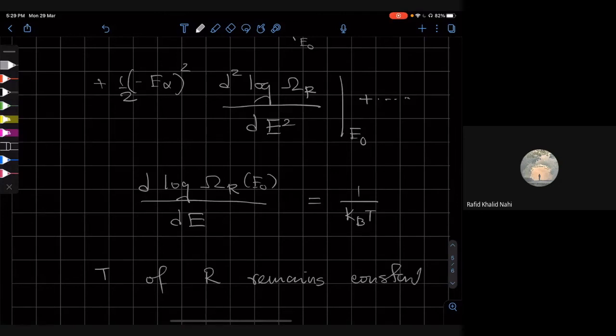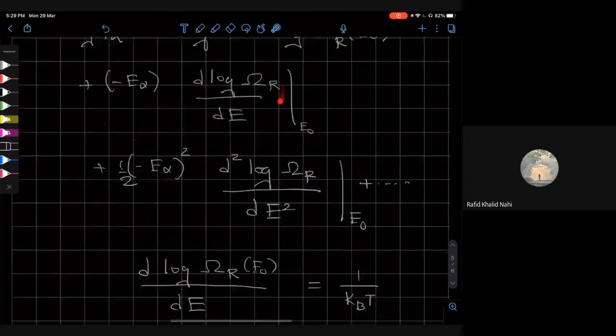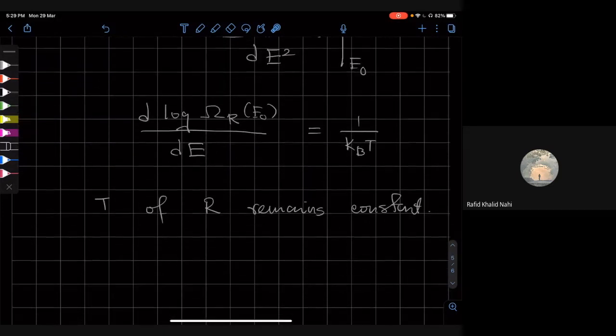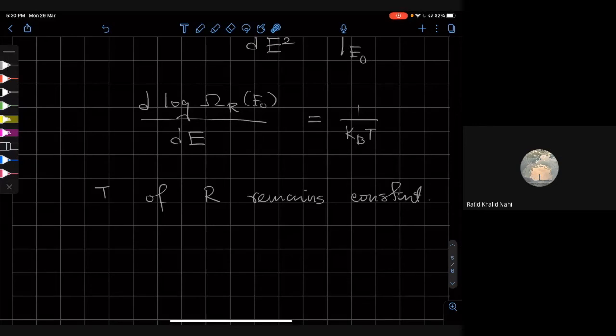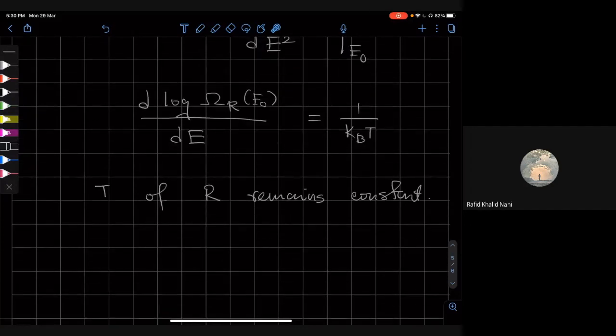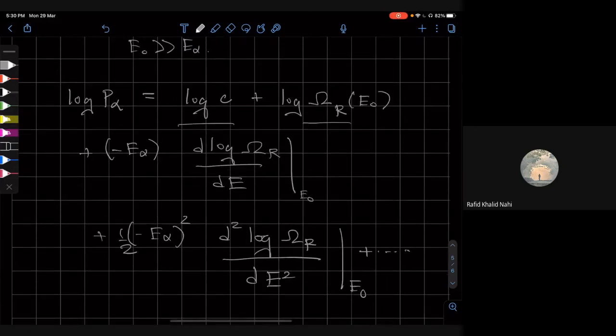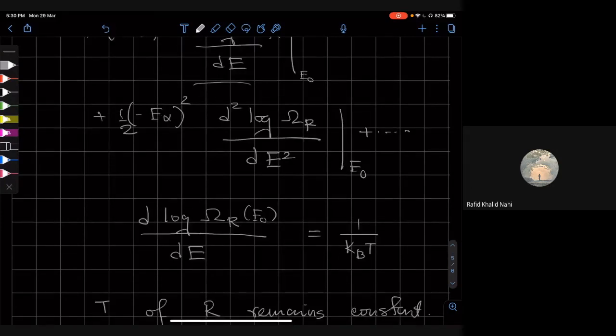So then we see that over here in the higher order terms, the second order and the third order term, this is going to give me derivatives of 1 over temperature with respect to E. And since the temperature is not going to change for small fluctuations of energy, we can ignore all these higher order terms. Okay, so that's the trick that we use. And then we have just this term and this term, right?